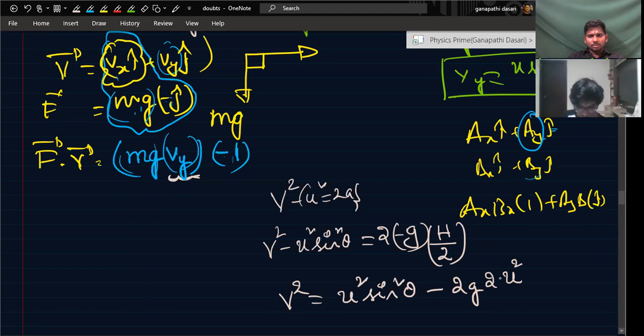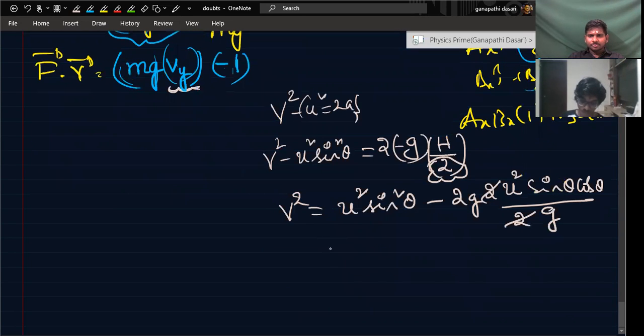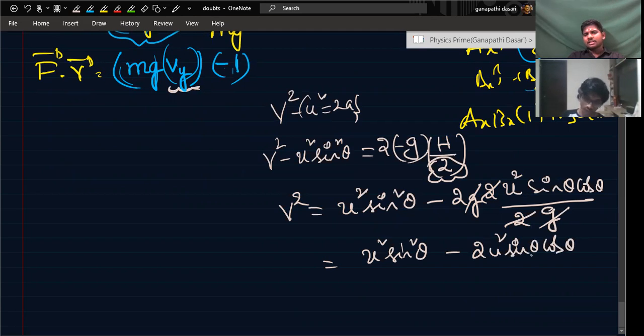That can be written as 2u square sine theta cos theta by g. Here the denominator already has this 2. 2 and 2 can be cancelled. So this g also gets cancelled. The answer is u square sine theta minus 2u square sine theta cos theta. Sine theta cos theta. Yes, sir, I can do this one.